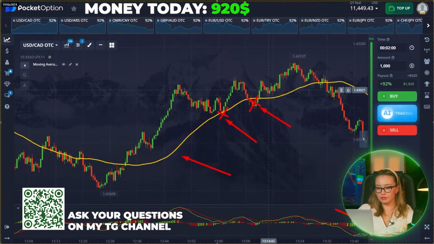MACD's main feature is showing momentum strength. When it's above 0, buyers have their power. When it's below, sellers take the lead. As you can see, in this zone we were never below 0 until the drop started. Now that we've covered these, let's look for entry points.